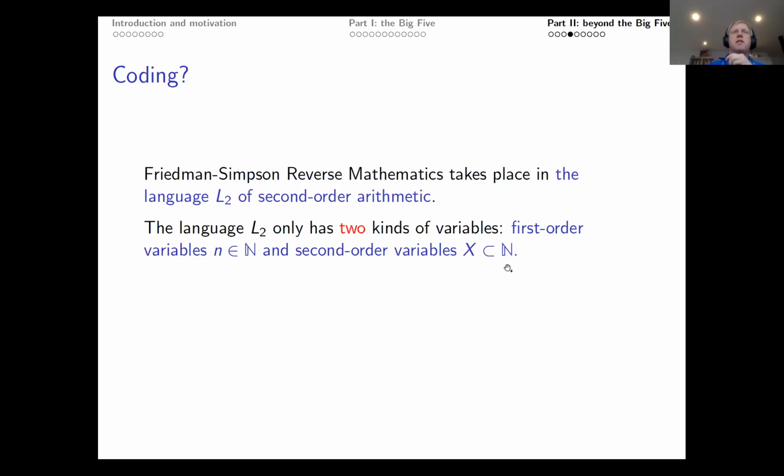This means that somehow you have to represent or code higher order objects. For example, a function from reals to reals is coded. Topologies, subsets of the reals, Lebesgue measure, somehow these all have to be represented via second order variables. And this can be done. And I will look at an example, coding continuous functions.